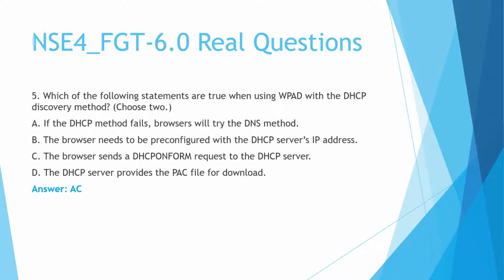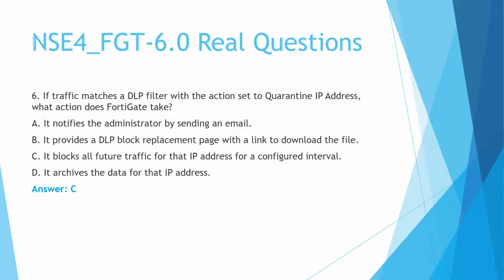Answer, A, C. 6. If traffic matches a DLP filter with the action set to quarantine IP address, what action does FortiGate take? A. It notifies the administrator by sending an email. B. It provides a DLP block replacement page with a link to download the file. C. It blocks all future traffic for that IP address for a configured interval. D. It archives the data for that IP address.